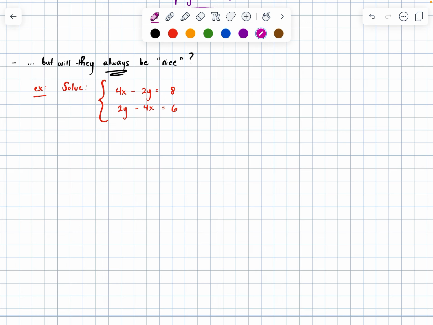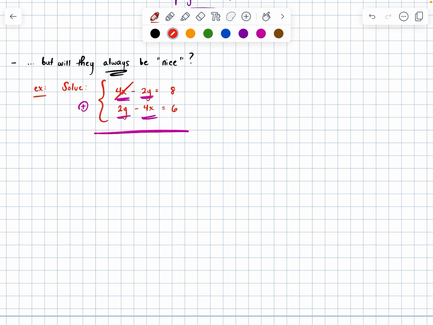And stop. So notice I've got 4x and negative 4x, for example. I've got negative 2y and positive 2y. If I do some elimination, maybe I can get to a place where I can get some variables to cancel out. So I am going to add both of these equations together.